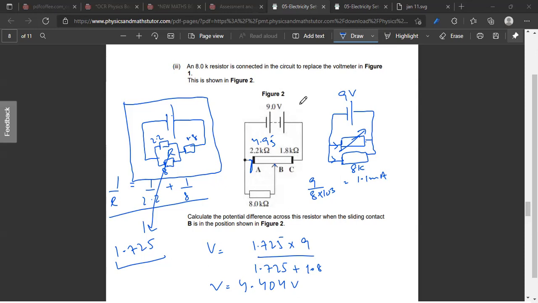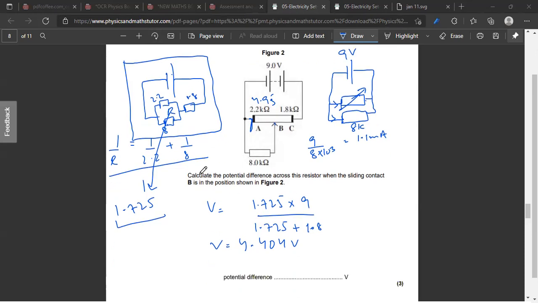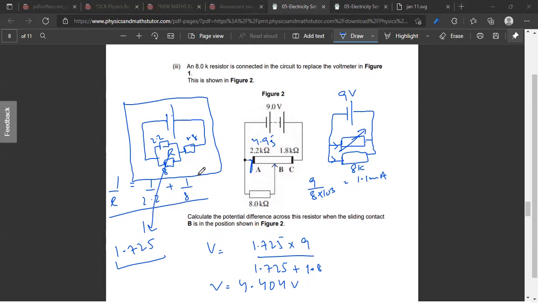Can I ask you something? Yeah, sure, go ahead. You know how I said for the potential divider, it can control the current from 0 to 1.1 milliamps, and we do 9 over 8,000 to get 1.1 milliamps. But how come we don't include the other resistance? You know how we had 4.95 ohms? How come we don't include that too? Wouldn't it be 9 over 8,000 plus 4.95?